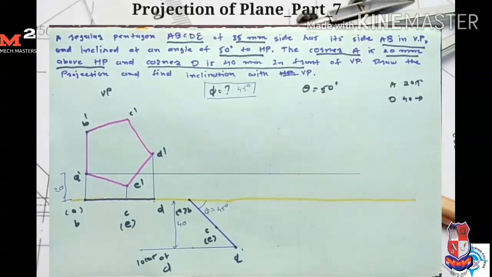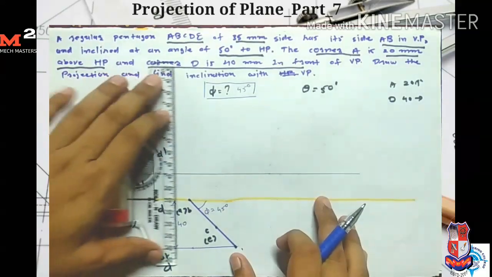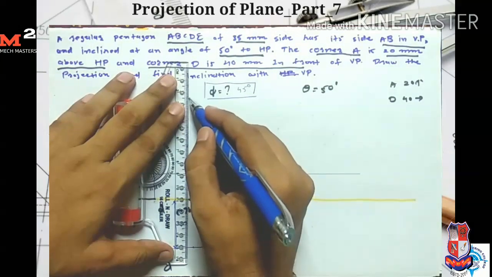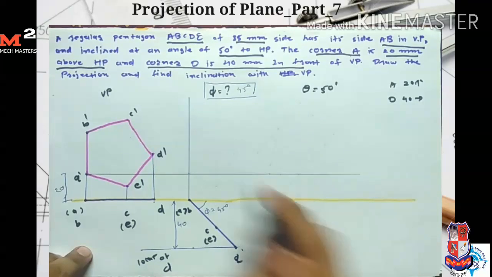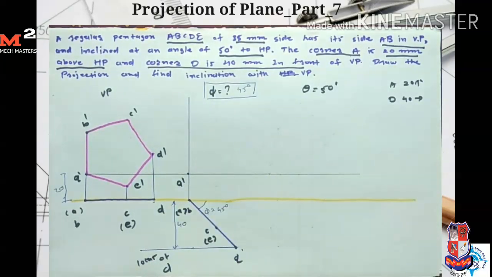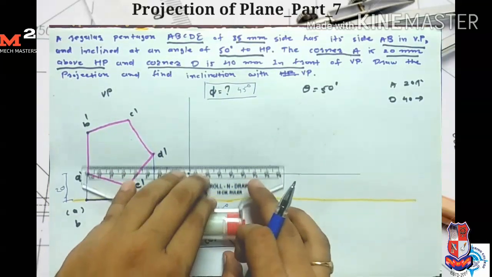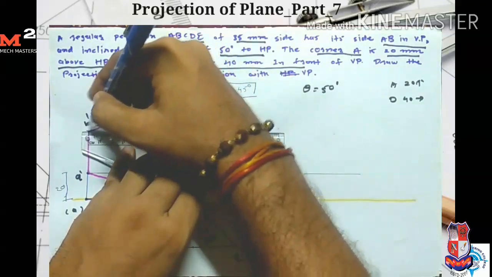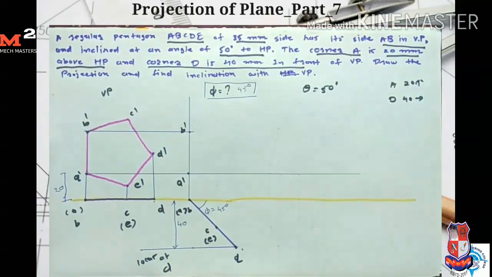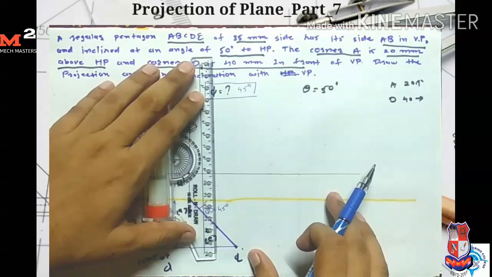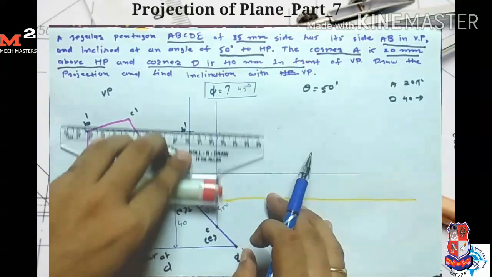Now for drawing the front view, I simply take the projection. For point A, I take the projection from here and from here. So here I get my point A dash. Now for point B dash, I take the projection from here and from here. So here I get my point B dash. Now for point C dash, I take the projection from here and from here.